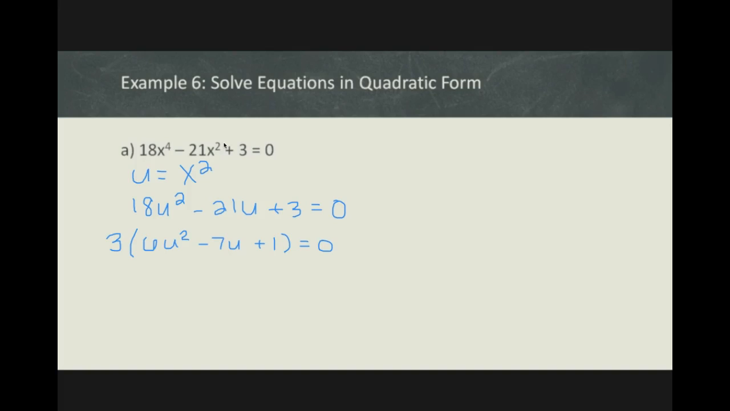So again, what we're going to do now is try to factor that. So in order to factor it, you're going to multiply the first and the last. So 6 times 1 and negative 7. So you need two numbers that multiply to a positive 6 and add to a negative 7, which means both numbers need to be negative. So that's going to be negative 6 and negative 1. You replace your middle term. To factor by grouping.